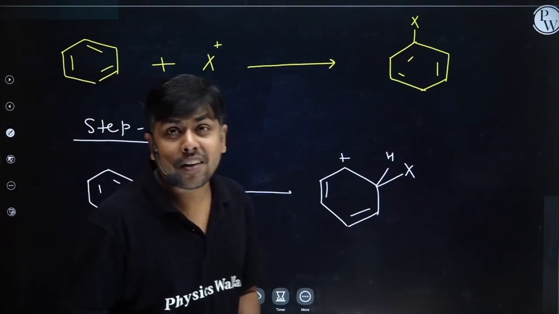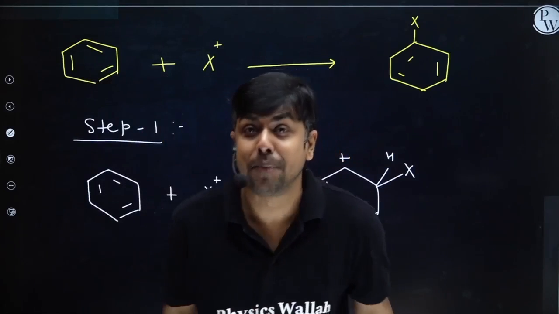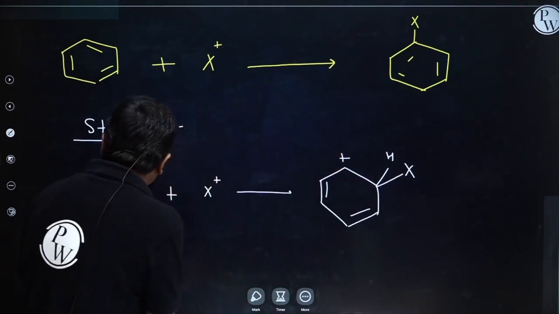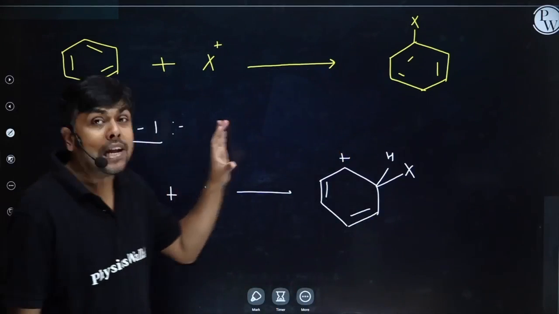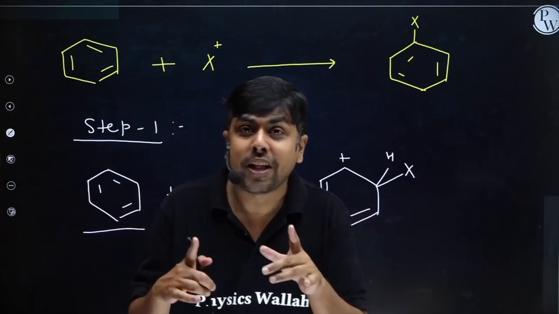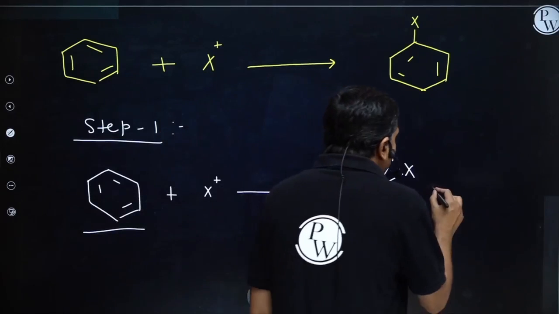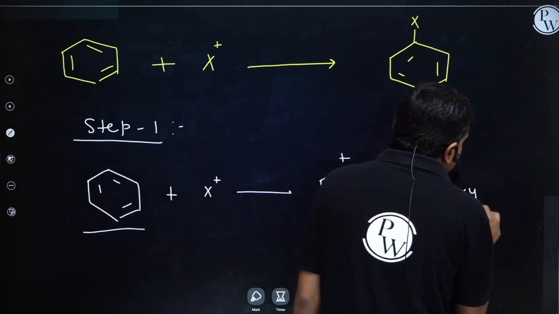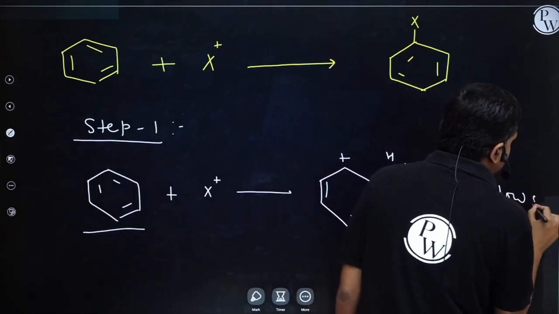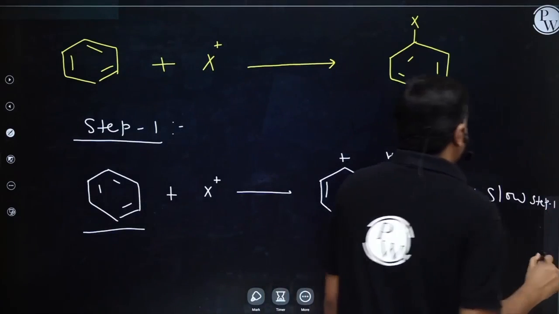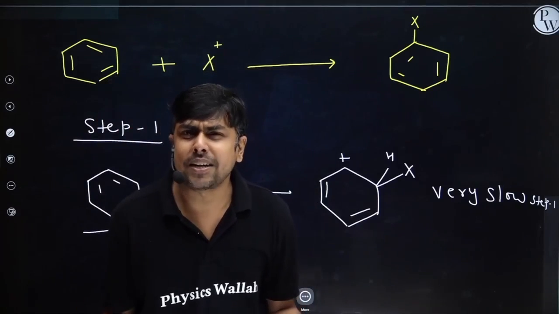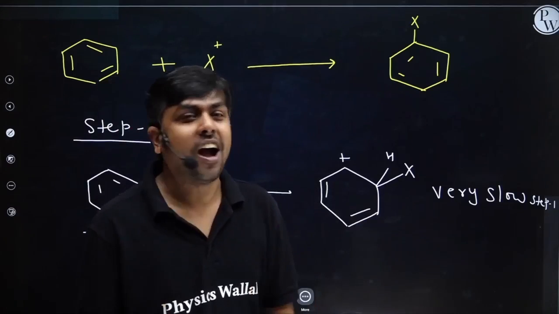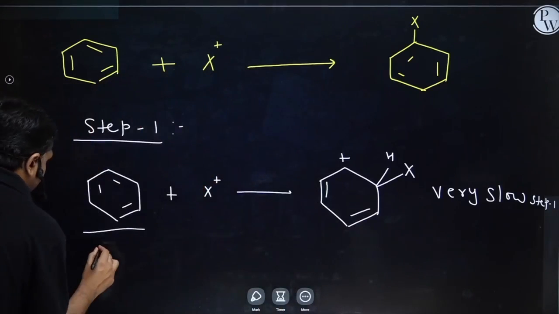Will it occur at a faster rate? The answer is big no. Aromaticity is lost. My reactant is aromatic, whereas my intermediate is non-aromatic. So this step is a very slow step. Student, now what will happen in step 2? Once again aromaticity will be regained. How? Let's see. Step 2.